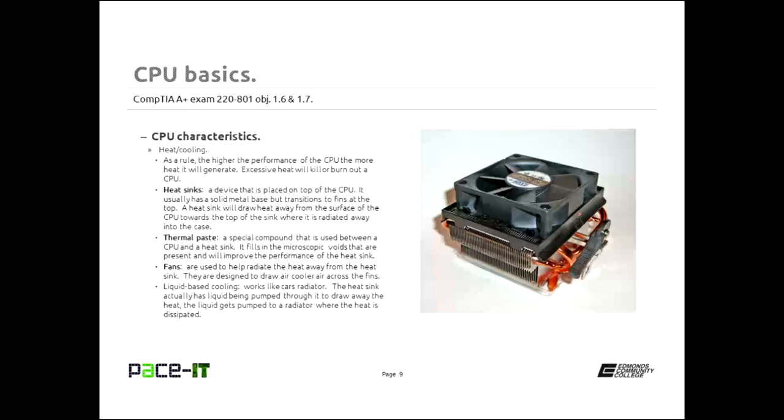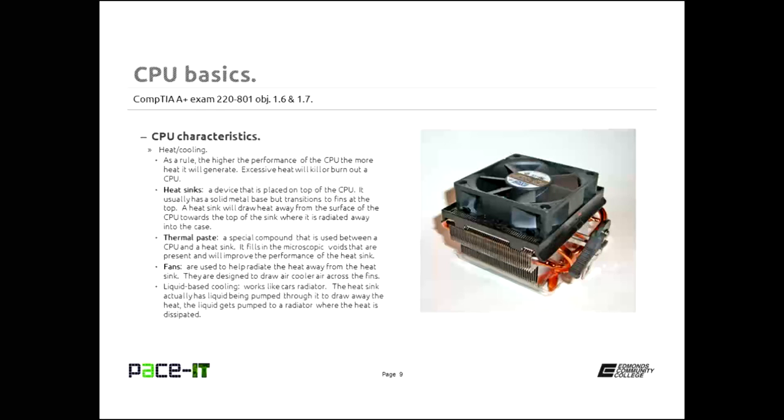We often use fans to help radiate the heat away from the heat sink. As you can tell from that image there, this heat sink does have a fan on top of it. In certain situations, we utilize liquid cooling, particularly if you're a gamer or if you're really running your system hard, you might want to consider liquid cooling. And this works like a radiator. The heat sink actually has liquid being pumped through it, drawing the heat up away from the CPU, and that liquid is pumped out to a radiator where the heat is radiated or dissipated away.